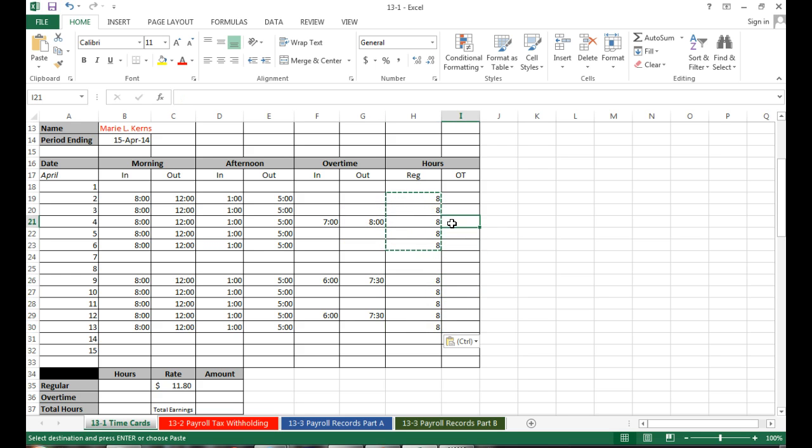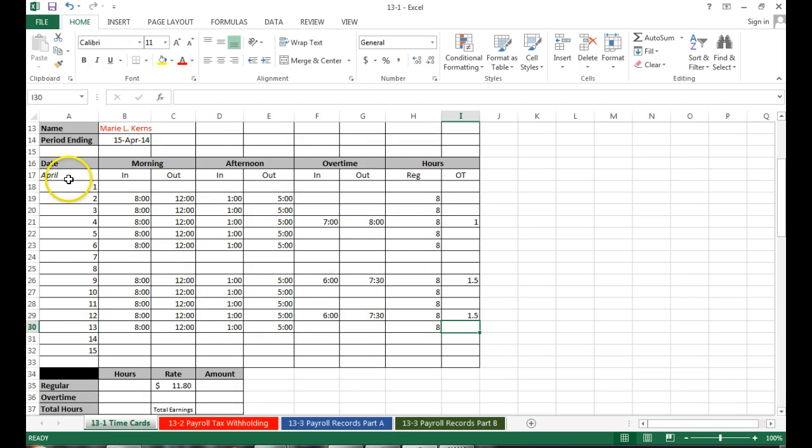Overtime, they had 1 hour of overtime. Then they had 1.5 hours of overtime, or an hour and a half. Notice that I'm not putting 1.3. We're going to use 1.5 to tell us that it's a half hour. And again, another hour and a half. So here is their total time card.